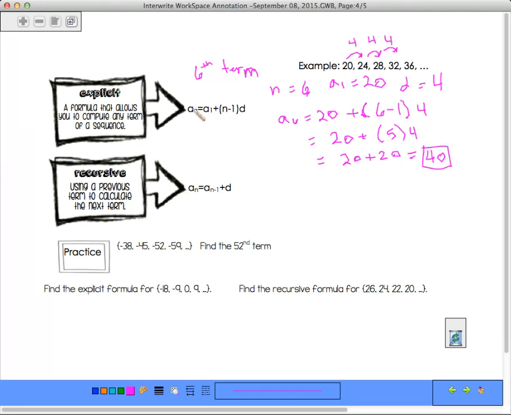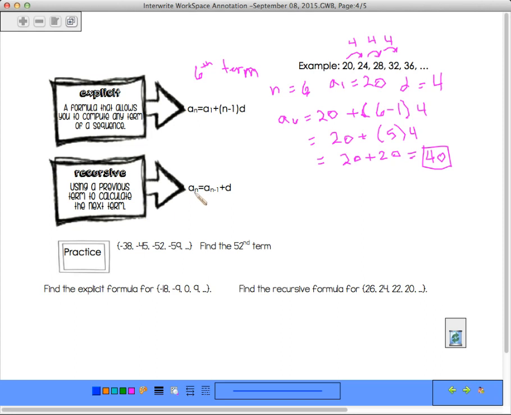Right? And most of the time we're going to use this one because we can find whatever term we want. So if I want to know the 102nd term, I could plug 102 in here and find it. But every once in a while we're going to use the recursive form. All this allows us to do is find the next term. So this is really easy to use, but it's not always as user-friendly. Because to get the 100th term, I'd have to know the 99th term.